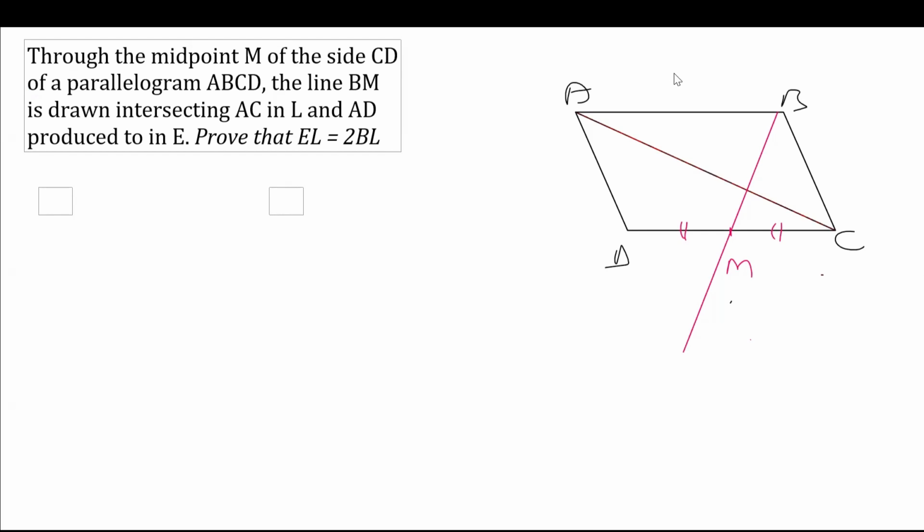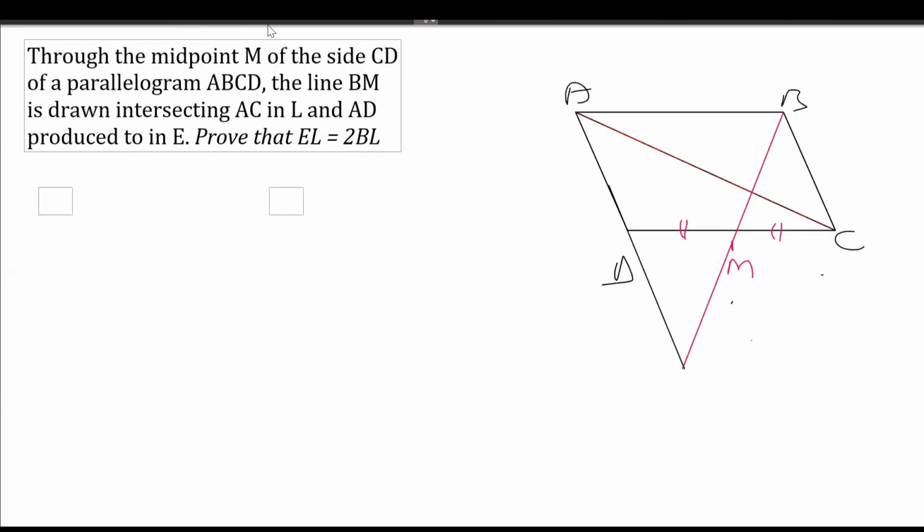So where is AD? When AD is produced, I need to adjust it slightly. Let me adjust it. We can see over here that this is AD, and this AD is meeting the produced line BM, right? So it's produced and it is meeting over here at E, and AC at point L.